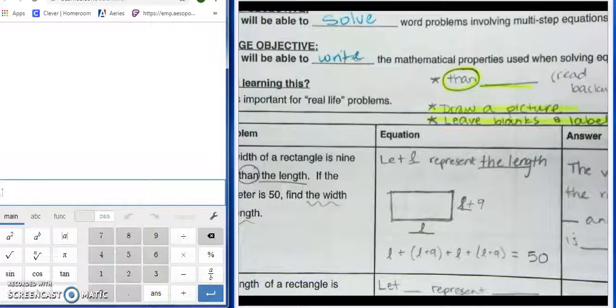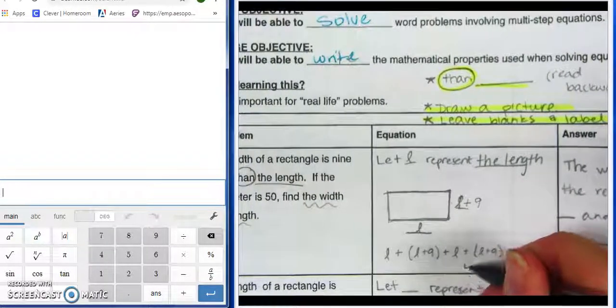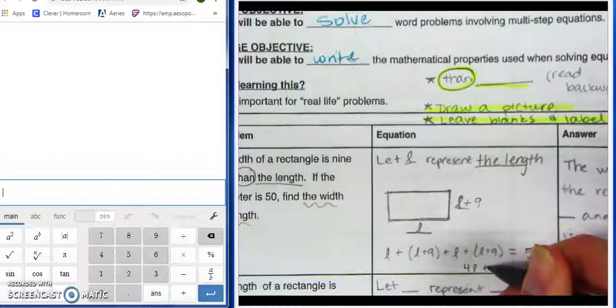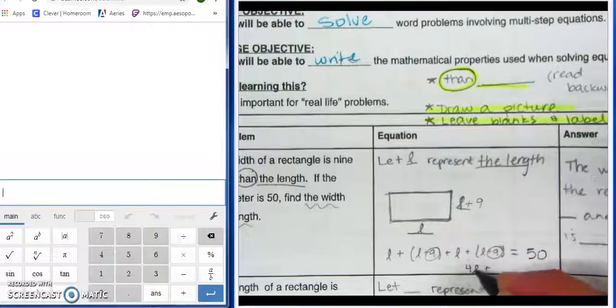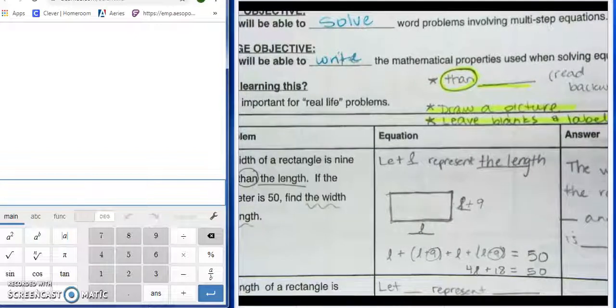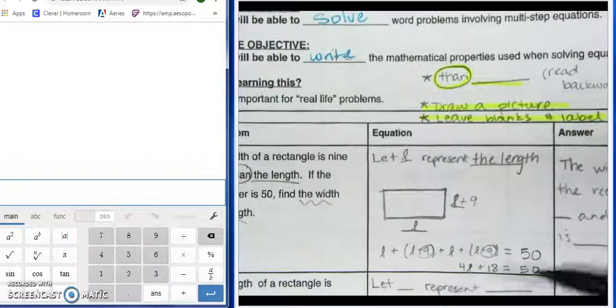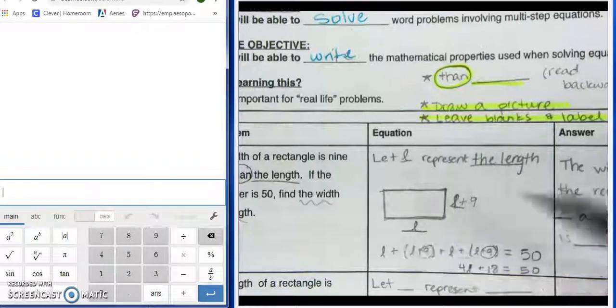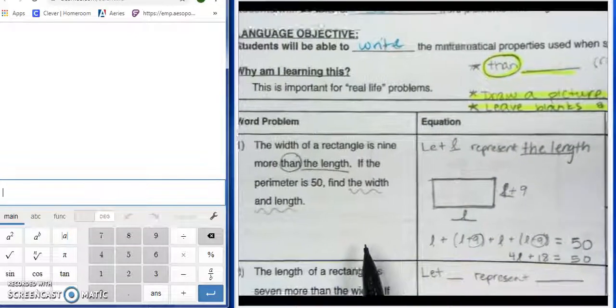At this point, it's just a matter of combining like terms and solving. So at this point, I see my L's, 1, 2, 3, 4 L's. So I'm going to write 4L plus, I've got some constants here. I've got plus 9, so that means 4L's plus 18 will equal 50. And then we would solve from there. All right, so it's asking for the length and the width, so I have to go ahead and continue solving and then figure out the length. Once I do that, then we add for the width. I'm going to have to continue this over here in this space, just for sake of space.